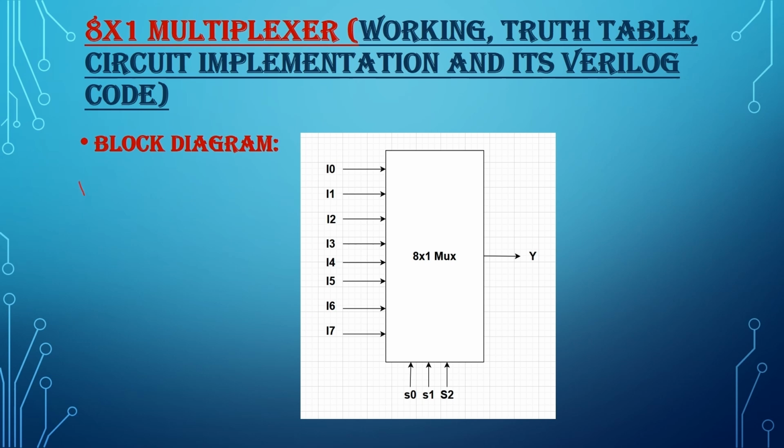Usually for n selection inputs, there are 2 power n input lines. Here n is equal to 3, so 2 cubed is equal to 8 input lines. These control signals S0, S1, S2 control the input signal selection.